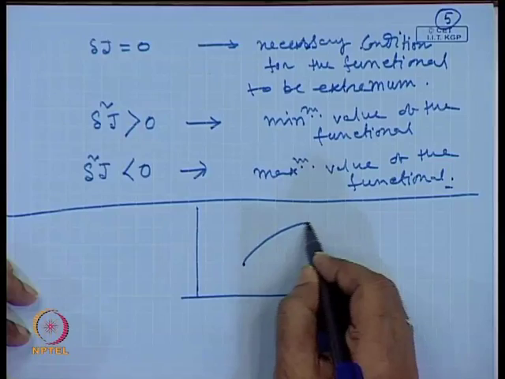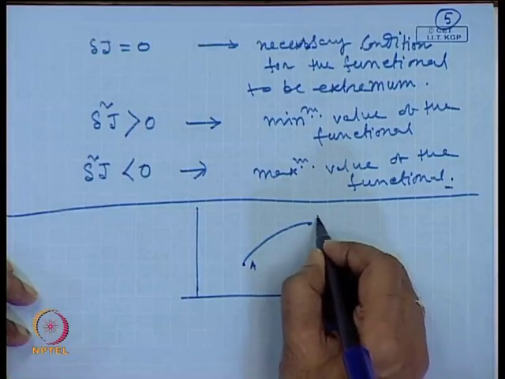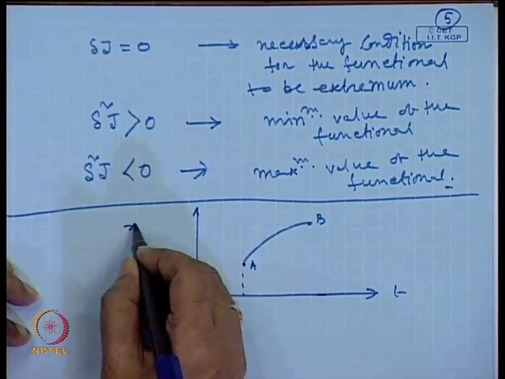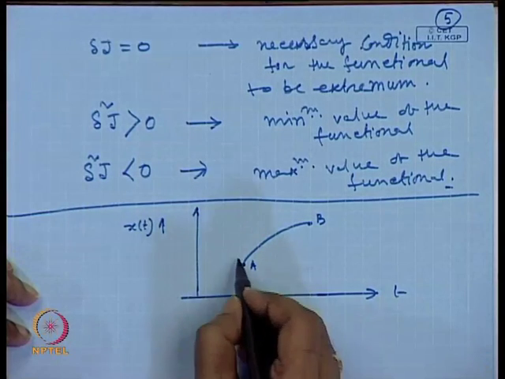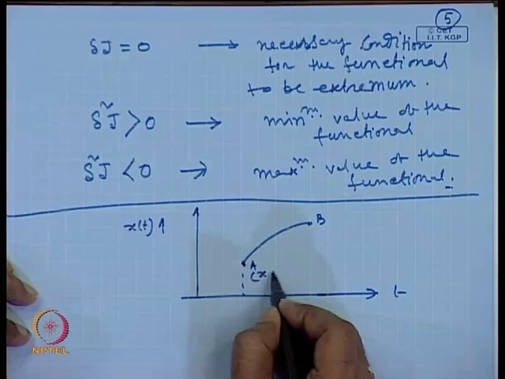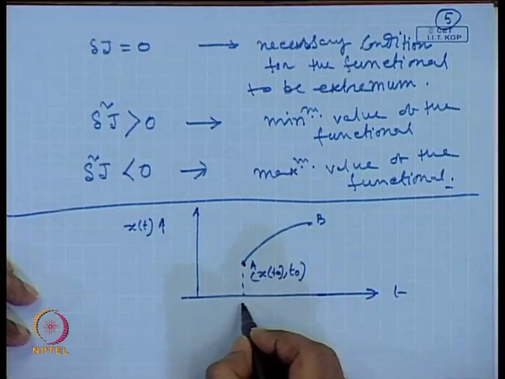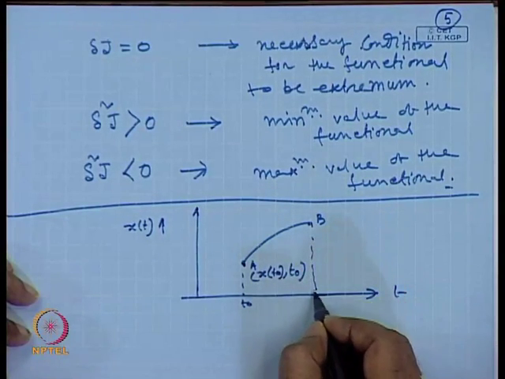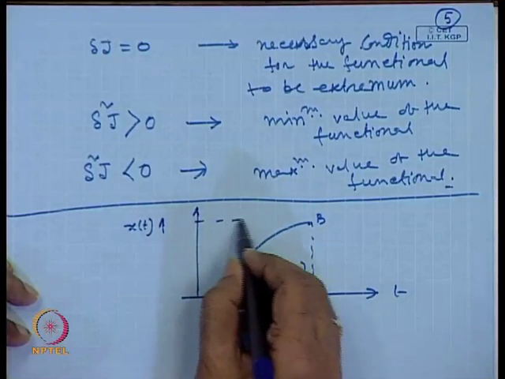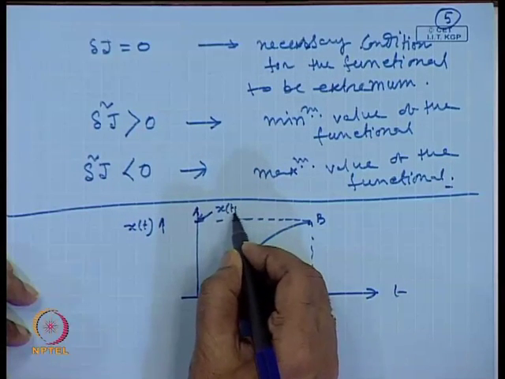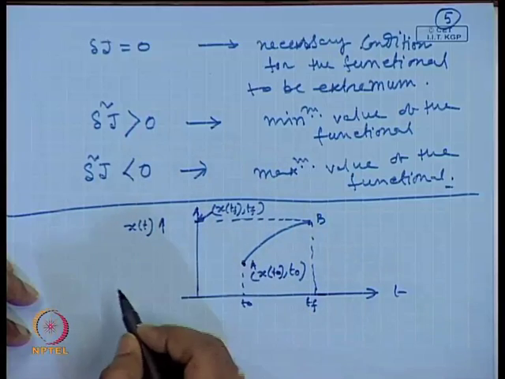So, let us see a simple example of how to obtain the functional that I just mentioned. Suppose we have a point A and a point B, and here is your x of t in these directions. Initially, point A has coordinates x of t0, t0, and this is t0 and here is your tf. The coordinate of this point is x of tf comma tf.